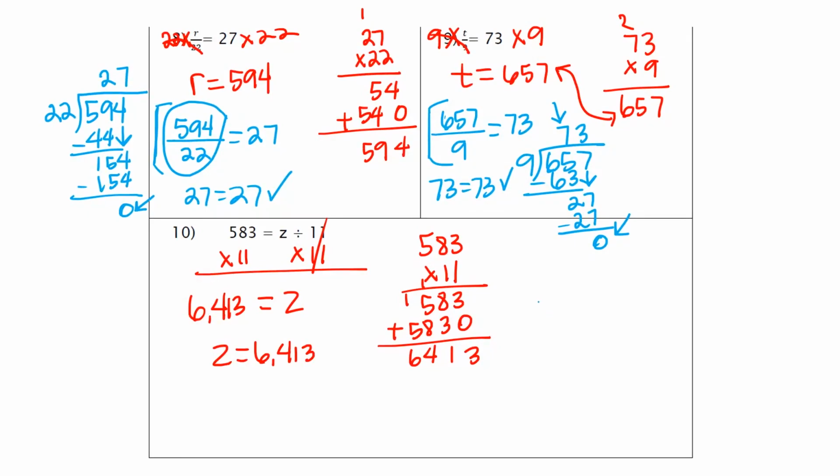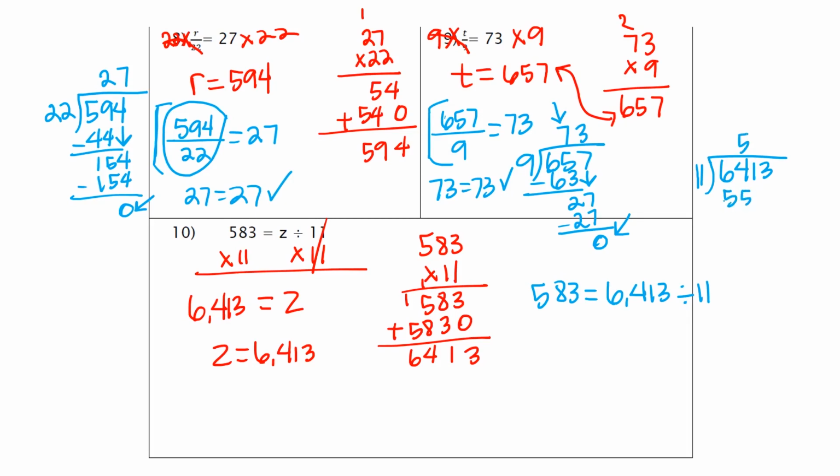So I'm going to plug in the Z value into my original equation. So I have 583, and that equals, what is Z? Z is 6,413 divided by 11. Well, what does that equal? You have to calculate it. So I'm going to say 6,413 divided by 11. And you say 11 can't go into 6, so I'll go to the next number. 11 can go into 64. That would be 5 times.